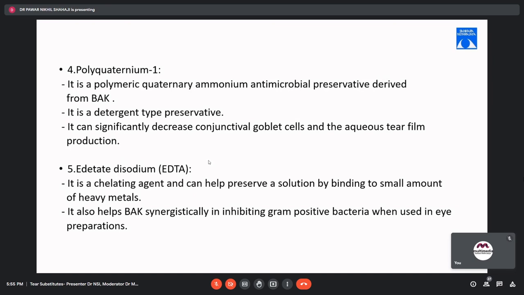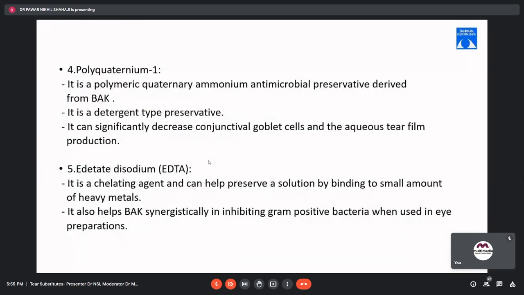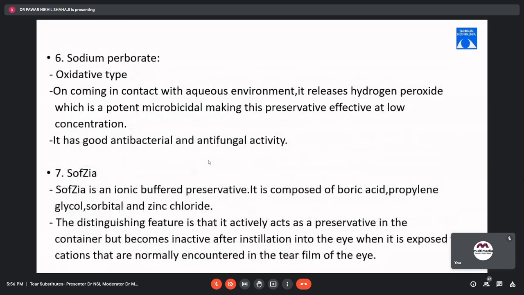Edetate disodium. It is a chelating agent and can help preserve a solution by binding to small amounts of heavy metals. Now, what are the two common agents which are used as preservatives up to now that you have seen? Benzalkonium. Yes, and second important thing, even if you forget sorbic acid and all, you have to remember polyquaternium. Yes. Sodium perborate, oxidative type. On coming in contact with an aqueous environment, it releases hydrogen peroxide, which is potent microbicidal, making this preservative effective at low concentration. It has good antibacterial and antifungal activity.